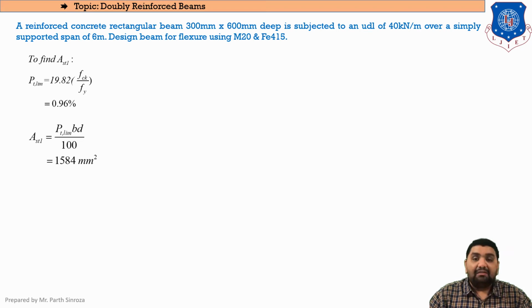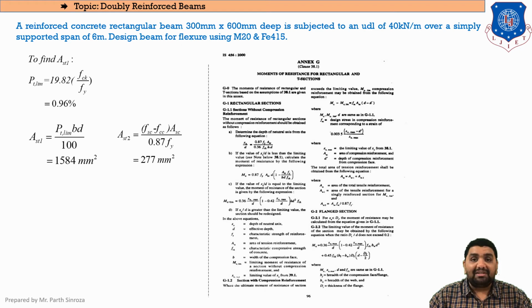So after this, we will be finding the value of AST2, and to find the value of AST2, we will be using this equation, that is (FSC minus FCC) into ASC divided by 0.87 Fy. This equation you don't need to mug it up. It is given in your IS code on page number 96. As you can see here in the lower right hand side half, it is mentioned that AST2 equal to ASC FSC divided by 0.87 Fy. But wherever the term FSC is mentioned in the IS code, we always will be substituting it by FSC minus FCC. Clear? So the answer here comes out to be 277 mm square.